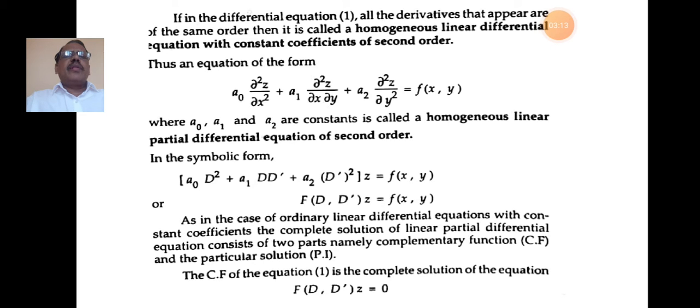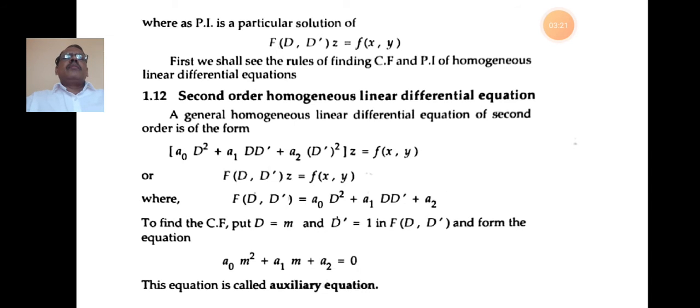The complementary function of the equation is the complete solution of the given equation f of D comma D dash into z is equal to 0, whereas the particular integral is a particular solution of f of D comma D dash into z is equal to f of x y. First, we shall see some rules of finding CF and PI of the homogeneous differential equations.